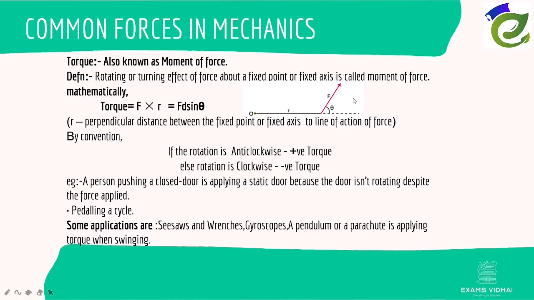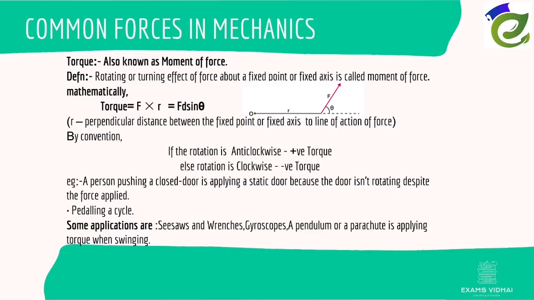By convention, if the rotation is anti-clockwise, it is positive torque. If the rotation is clockwise, it's negative torque. As you see, since the pink line is above the fixed point of the axis, we get positive torque. If it's acting below, somewhere downward, then it will be a negative torque. It is mainly focusing on the direction.